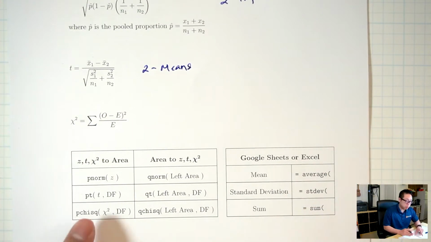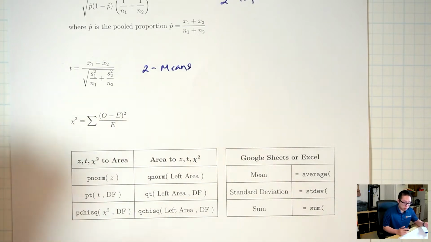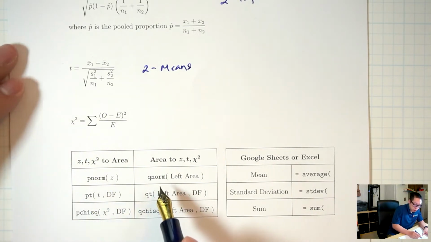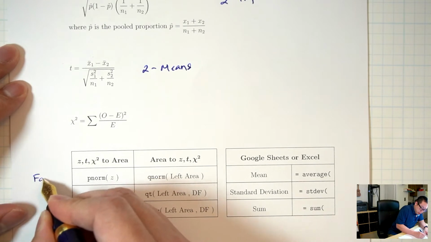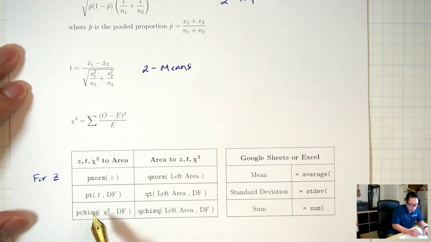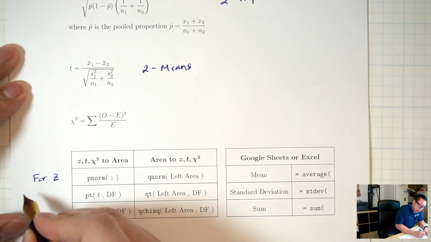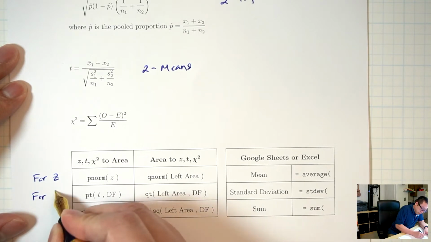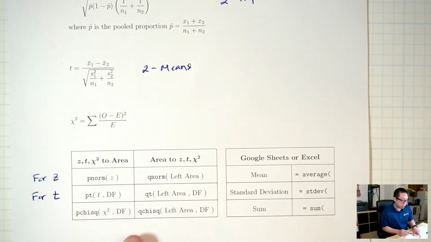At the bottom, the left box, these are commands in R that we'll need. We've seen most of these before also. P norm, Q norm, those are for my Z situation. PT, QT, those are for the T situation. The last row, that's going to be for the chapter 12 stuff, so we'll skip that for now.